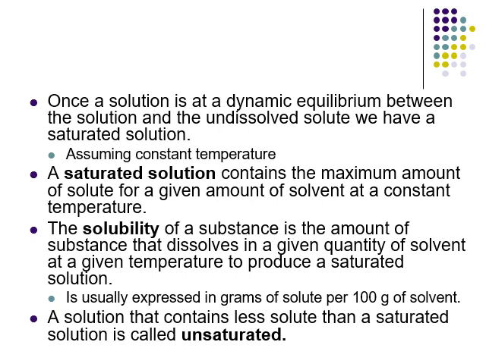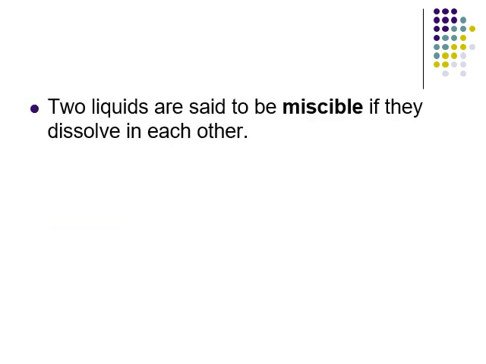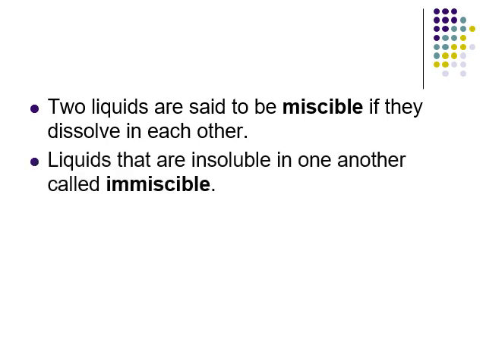Any solution that contains less solute than the saturated amount is called unsaturated. So we have saturated, that means we're at that dynamic equilibrium, that means we have the maximum amount dissolved. We have unsaturated, which has less than that amount. And just for a little bit more vocabulary, if you have two liquids that can be dissolved in each other, they are called miscible. So for example, alcohol and water are miscible. We can dissolve alcohol in water, we can dissolve water in alcohol. Liquids that are not soluble, in other words, insoluble in one another, are called immiscible. So oil and water would be an example of that.